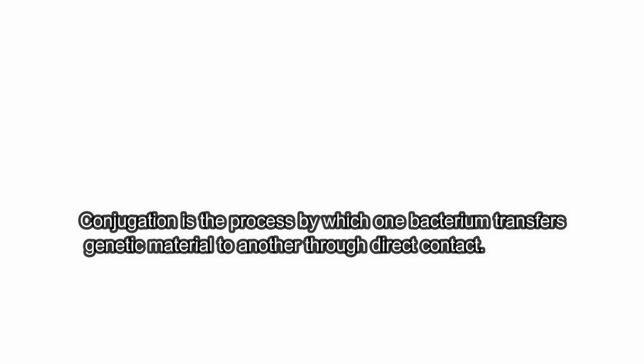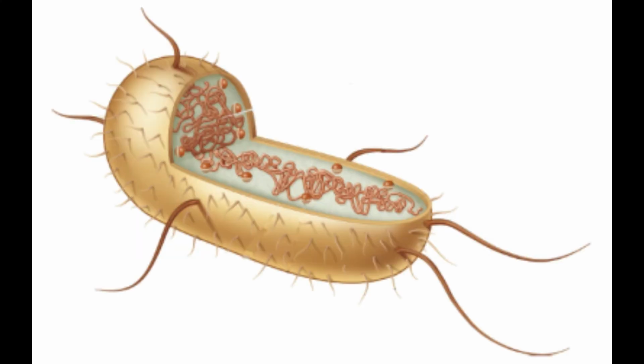So, what is conjugation? Conjugation is the process by which one bacterium transfers genetic material to another through direct contact. That is conjugation. During conjugation, one bacterium serves as the donor of the genetic material, and the other serves as the recipient. The donor bacterium carries a DNA sequence called the fertility factor, or F factor.